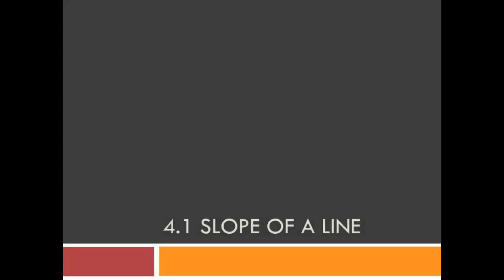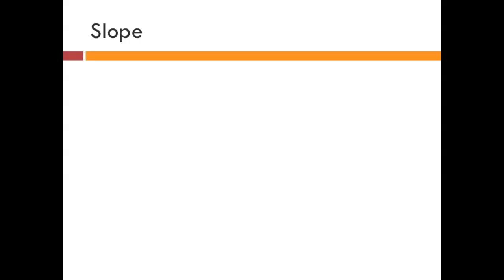In this next unit, we're going to be talking about everything that has to do with lines. Today, our focus is going to be on finding the slope of a line. So first, let's remind ourselves what slope is. Slope is defined as rise over run.